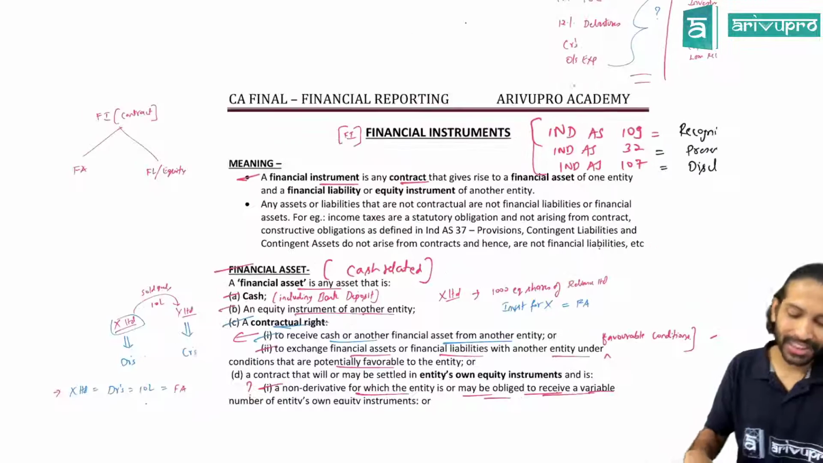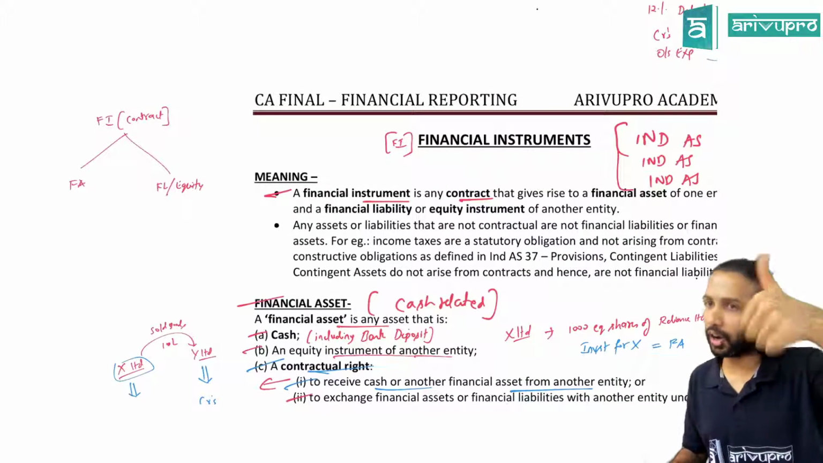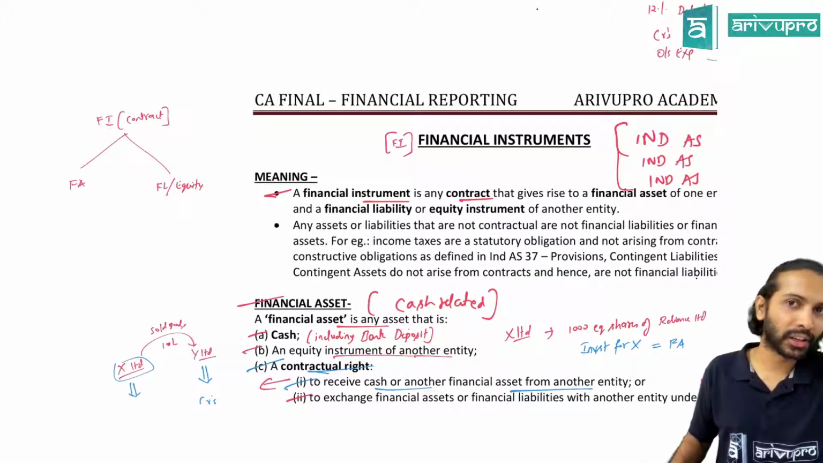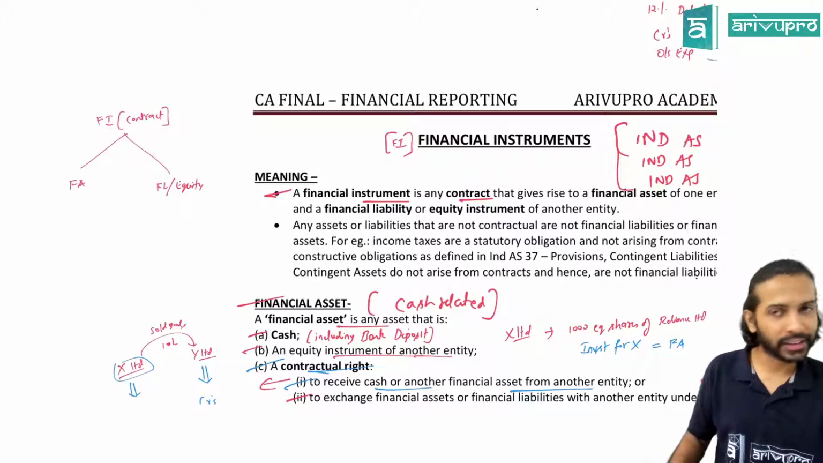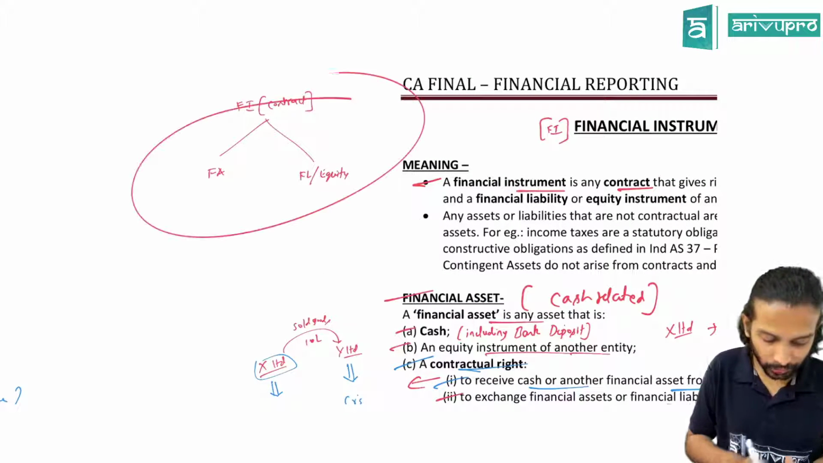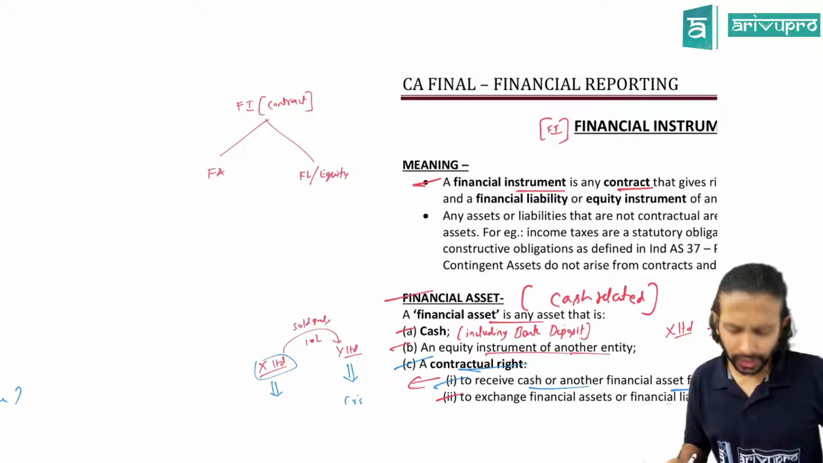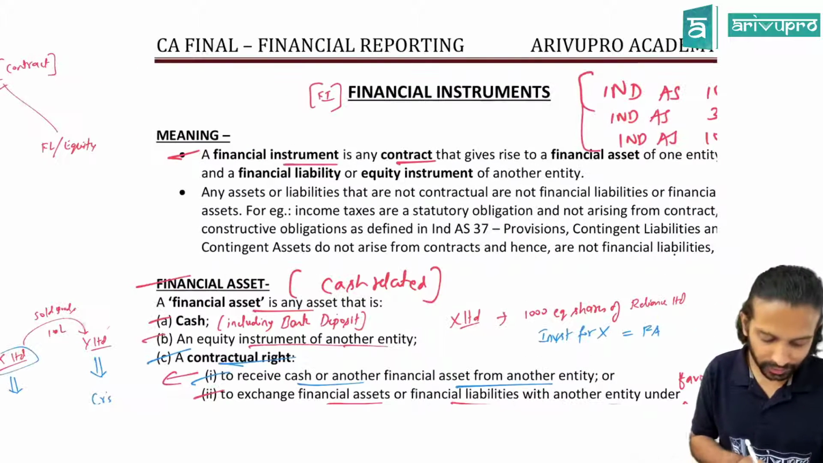Alright. Financial instrument is what now? Basically, it should be a contract which gives rise to either a financial asset to one entity, or a financial liability and equity to another entity. Are we okay? Can I bring in one more point now? If you remember, one thing I had not covered here.